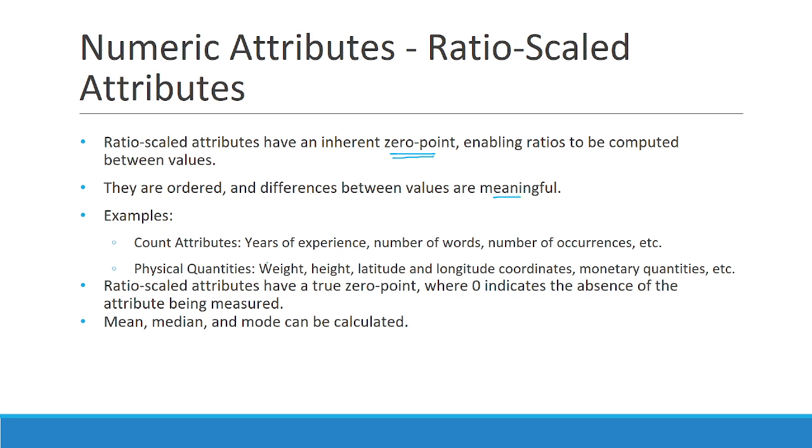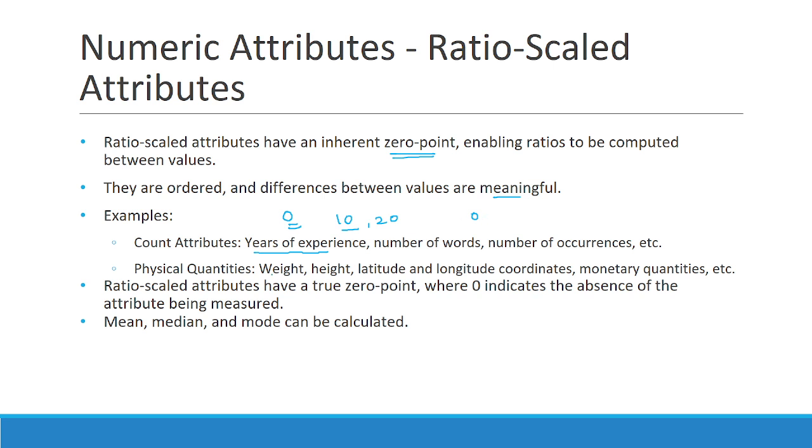Like we count the values of years of experience. Years of experience can be 10, 20. So 20 is 2 times more than 10, and when we say years of experience is 0, that means no experience, right? Number of words in some sentence: we can count the number of words, and 0 number of words means there is no word. Getting it? Try to understand the difference between interval scale and ratio scale.